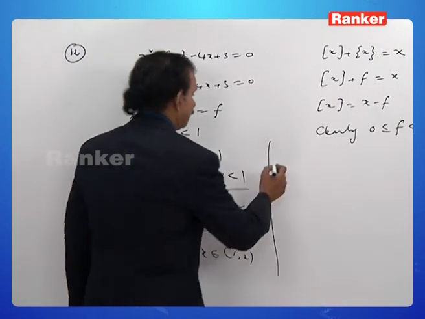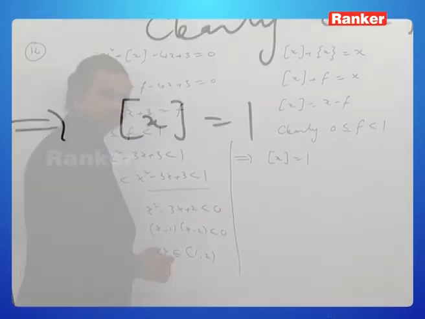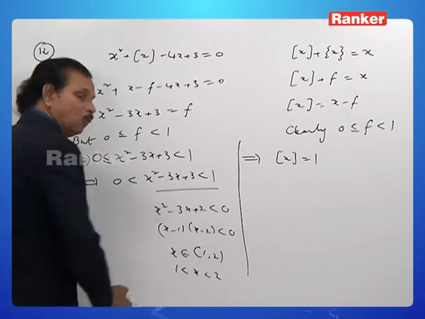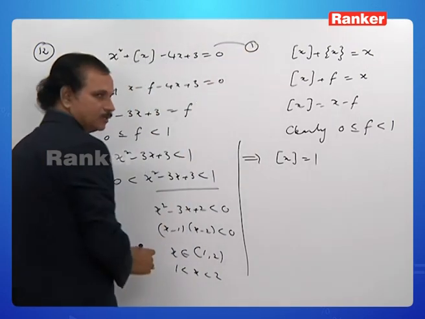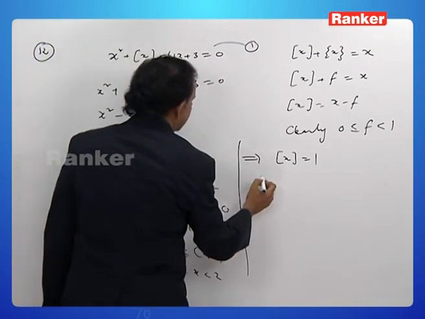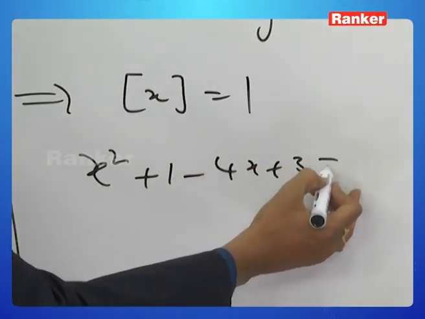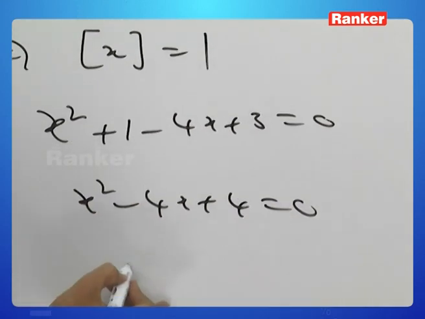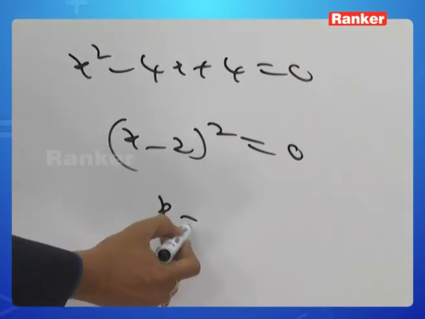Then, what is the integral part of x? Integral part of x then is 1. Isn't it? 1 less than x less than 2. What is the integral part of x? 1. If integral part of x is equal to 1, what happens to the fate of the given equation? What is the given equation? x square plus integral part of x minus 4x plus 3 is equal to 0. That is x square plus 1 minus 4x plus 3 is equal to 0. That is x square minus 4x plus 4 is equal to 0. That is x minus 2 whole square is equal to 0. That is x is equal to 2.